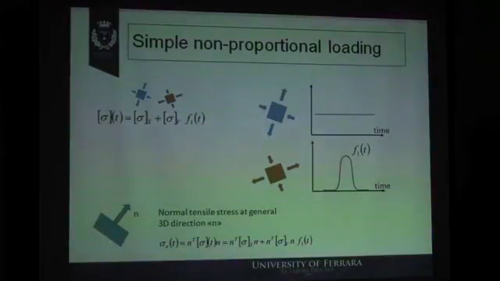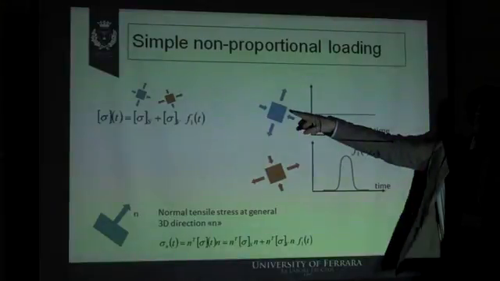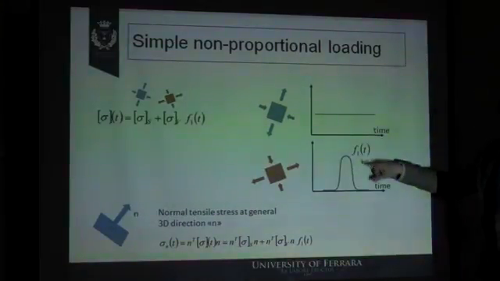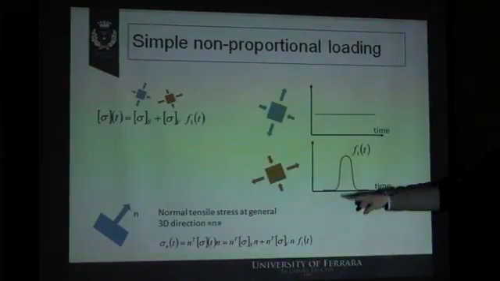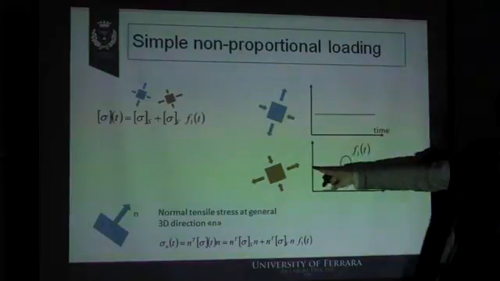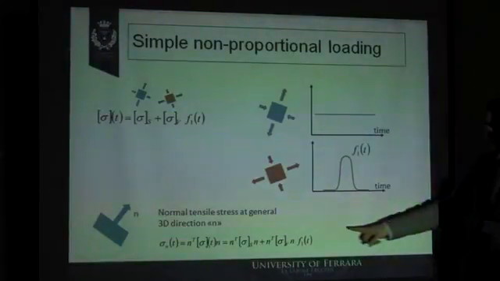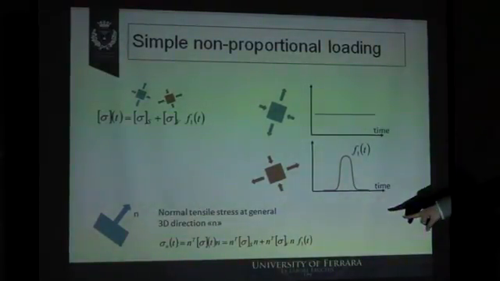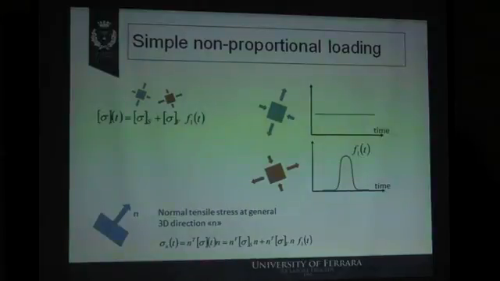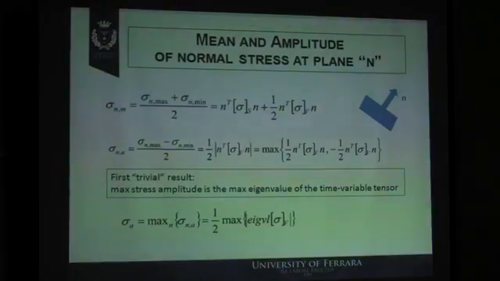So, this is our loading. A static tensor plus a pulsating one, varying from 0 to 1, of another independent component. So, we can write the normal tensile stress, and it is in this shape. And to deal with this problem is quite easy.